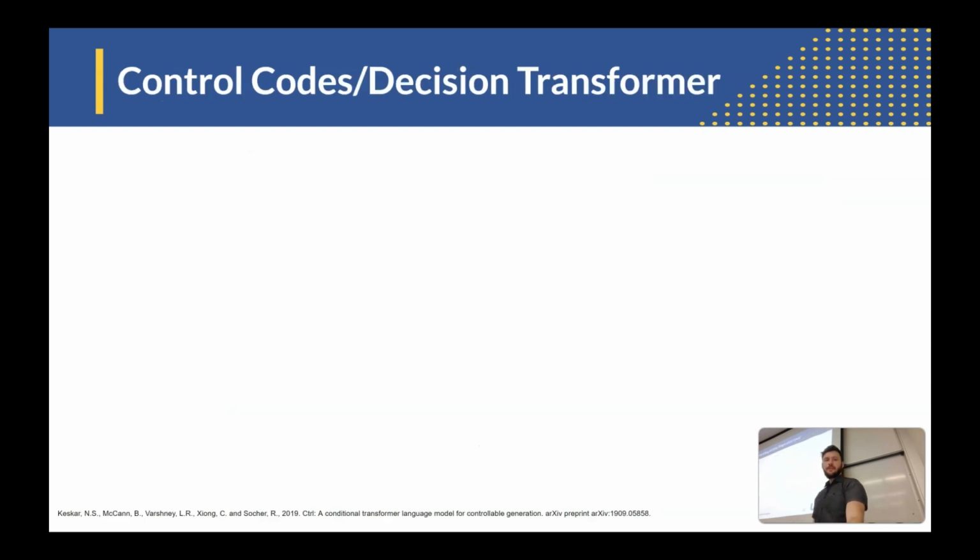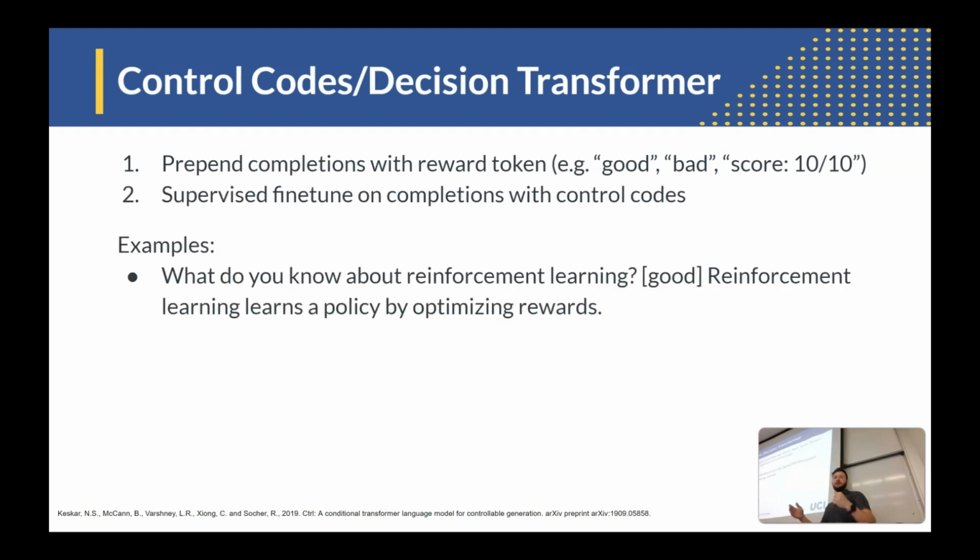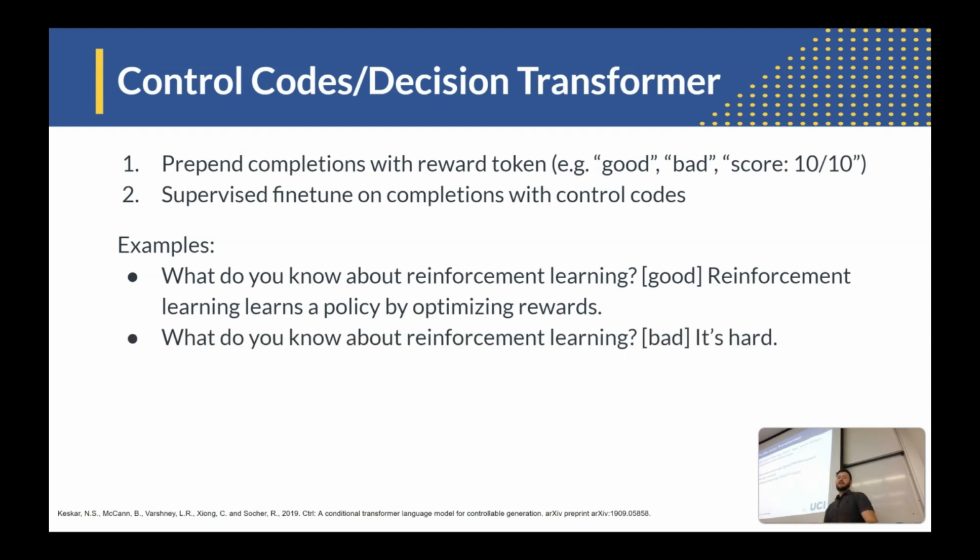A similar approach that does take advantage of the negative data is called control codes. This is similar to the decision transformer, if you saw that paper, where we condition our output with a token that specifies whether or not it should generate a good output or a bad output. So, for example, maybe I have the input, what do you know about reinforcement learning? A good output might say reinforcement learning learns a policy by optimizing rewards. I'm going to prepend that with a few tokens that tell it to output a good output. And then maybe I also have an example of a bad output by just saying it's hard. That's not very informative, not really what we want to know.